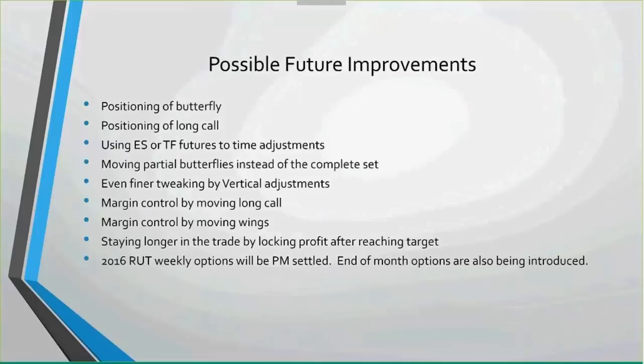I urge all the people listening to make it their own trade by experimenting with different adjustments. The butterfly doesn't have to be positioned 20 points below the market. It's just something that John taught us and worked best for us. You can experiment with different positions, and same goes for the long call.